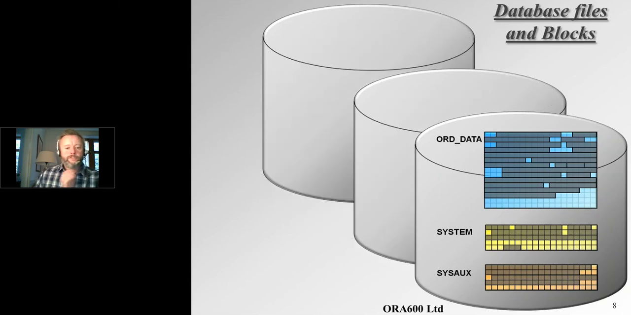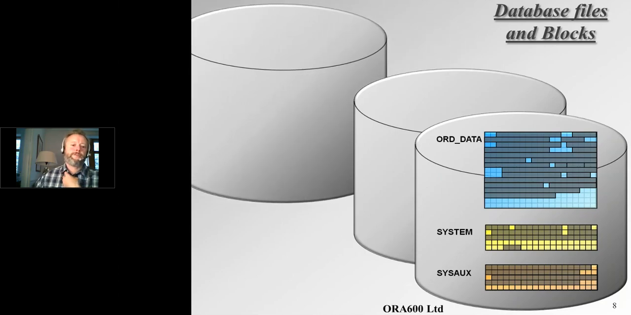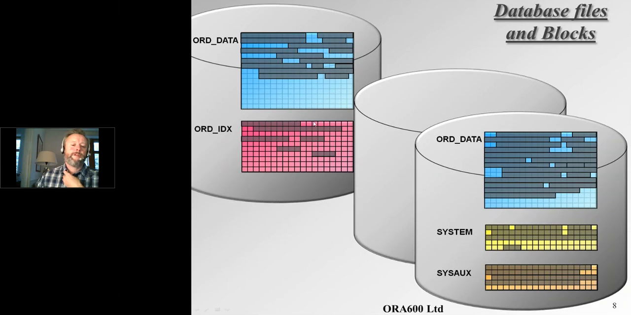So, just to get rid of some of the clutter in this diagram. On another disk, we've got two more files. One of them is also for the all data table space, and you can have as many files as you like, and the maximum size is 32 gig per file. And we've got another table space here, which I call ORD IDX, which is where I put my indexes.